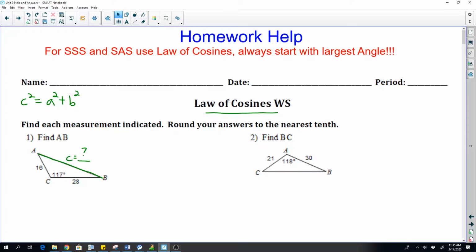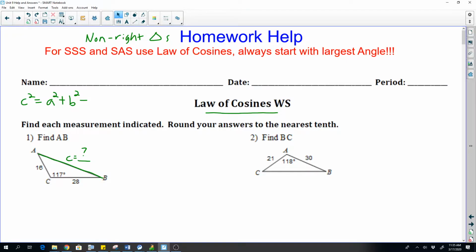Kind of like the Pythagorean theorem, but a little bit more than that because we also have to subtract. This is again for a non-right triangle. This is for side-side-side and side-angle-side using law of cosines. For angle-angle-angle, always start with the largest angle. That's something we'll talk about probably in the next video. And again, this is for non-right triangles. Cool. So we got some obtuse triangles going on this front page.